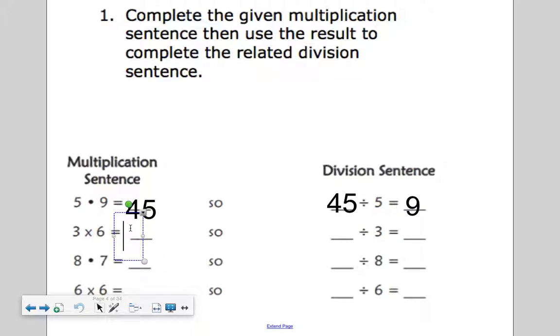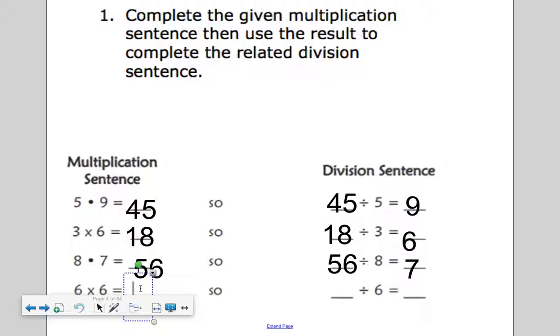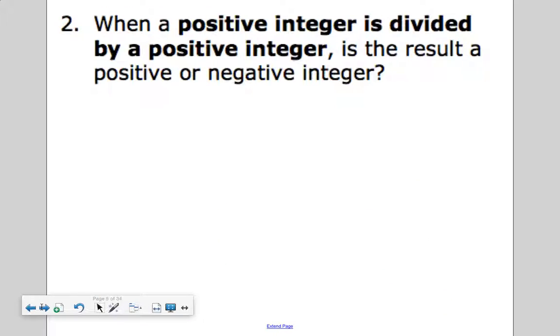3 times 6 is 18. So if I have 18 and I divide it into 3 groups, each group will receive 6. 8 times 7 is 56. So 56 divided by 8 will be 7. And 6 times 6 is 36. So 36 divided by 6 will be 6. This should be familiar since 3rd grade. So when a positive is divided by a positive, the answer will always be positive.